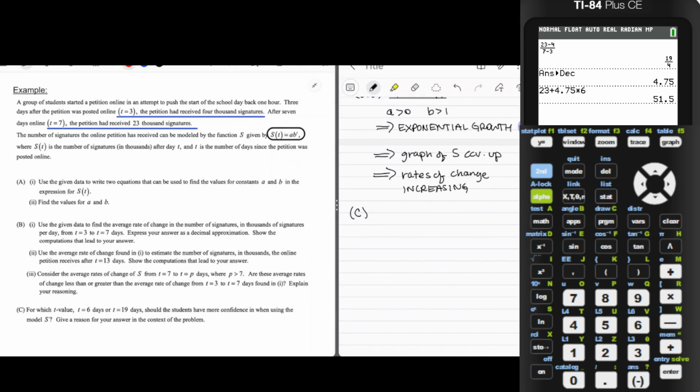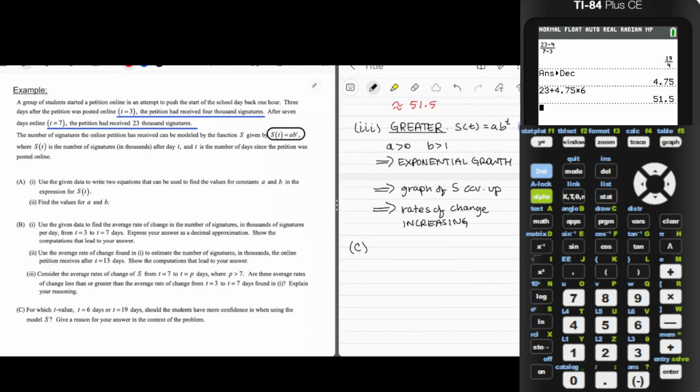And it's going to say, all right, for which t value, t equals 6 or t equals 19, should the students have more confidence in when using the model S? Now in my class, students were very confident on this, like definitely 6 because it's in between the 2 data points. It's interpolation, which is safer than extrapolation, which overall is true, but that's not going to be a reason that's in the context of the problem.